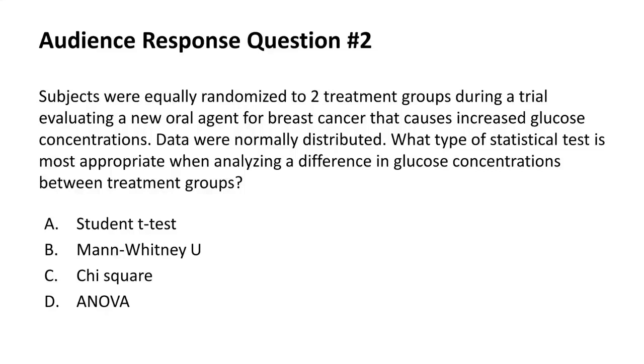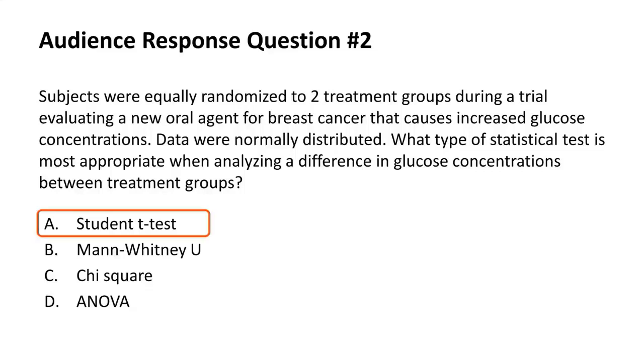Okay, now that we've talked about the types of data and data distribution, let's do an audience response question to determine what type of statistical test we would use to analyze data. Subjects were equally randomized to 2 treatment groups during a trial evaluating a new oral agent for breast cancer that causes increased glucose concentrations. Data were normally distributed. What type of statistical test is most appropriate when analyzing a difference in glucose concentrations between treatment groups? A, student t-test, B, Mann-Whitney U, C, chi-square, D, ANOVA.